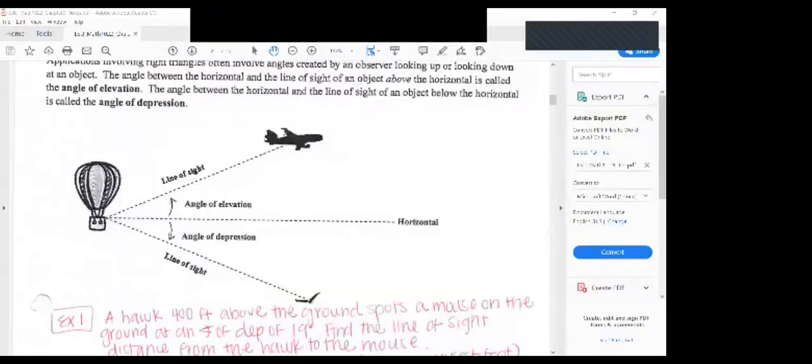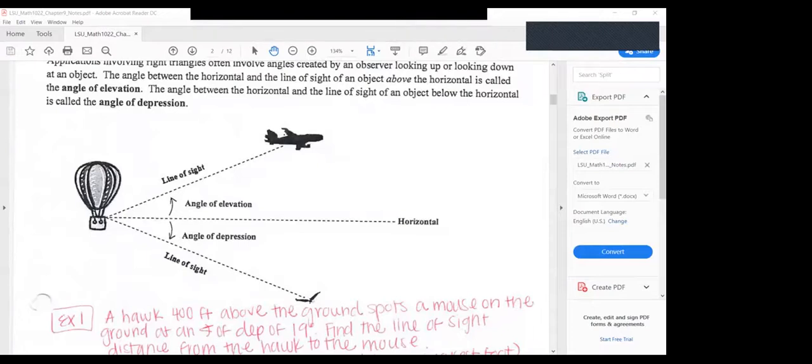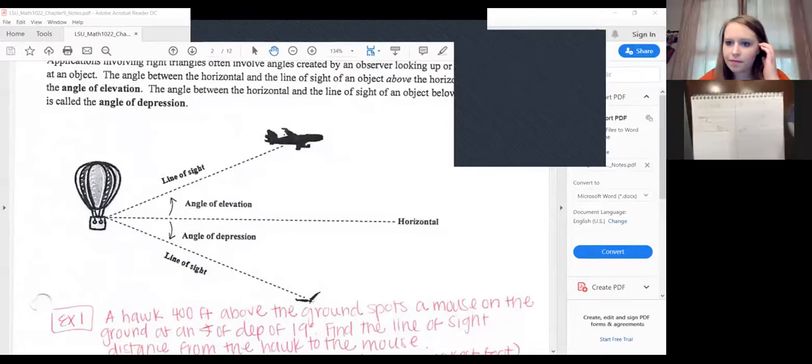Okay, let me go back to screen share just a second. Okay, so I did an example of that for you. Hang on just a minute.